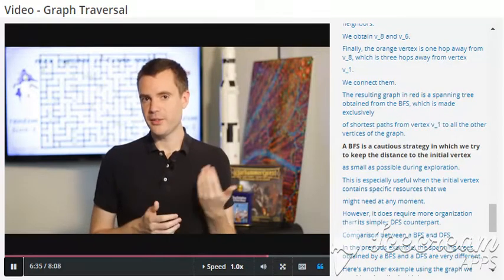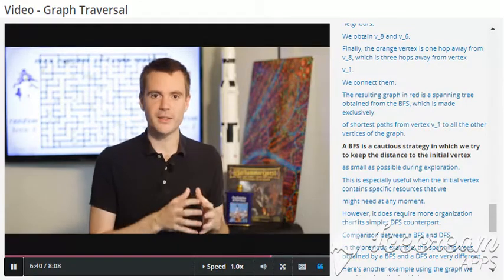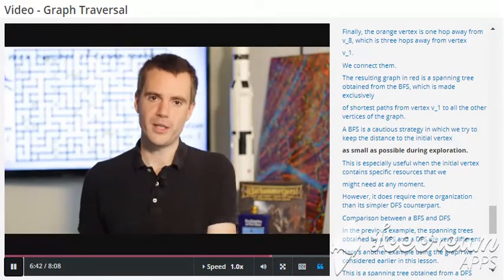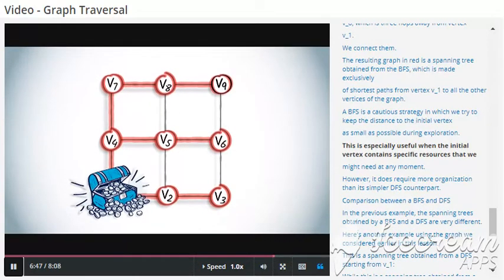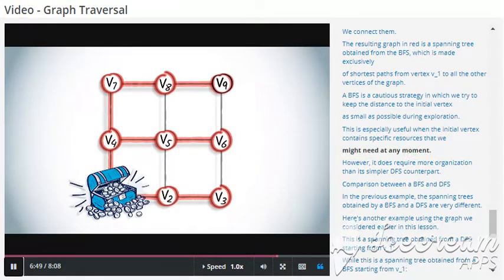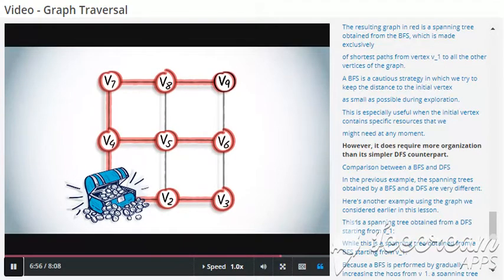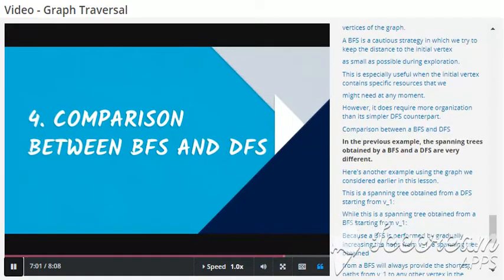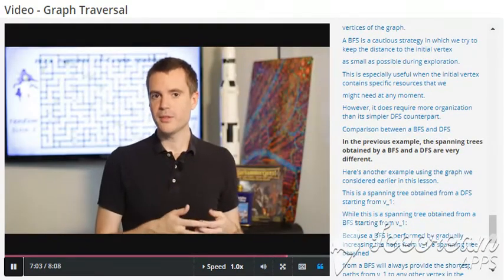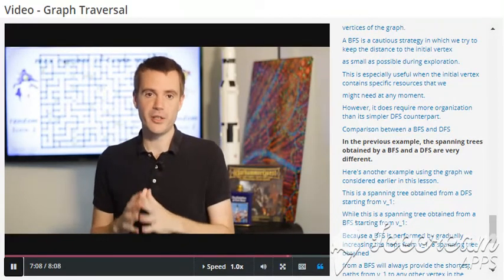A BFS is a cautious strategy in which we try to keep the distances to the initial vertex as small as possible during exploration. This is especially useful when the initial vertex contains specific resources that we might need at any moment. However, it does require more organization than its simpler DFS counterpart. In the previous example, the spanning trees obtained by a BFS and a DFS are very different.